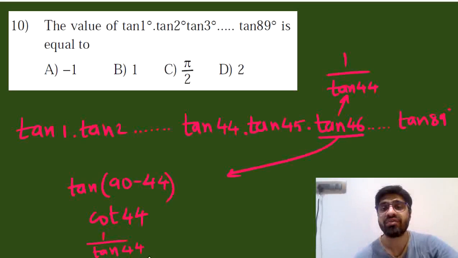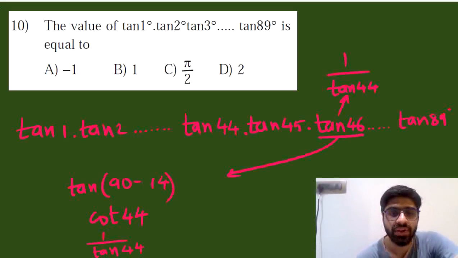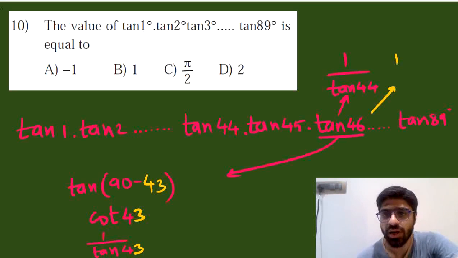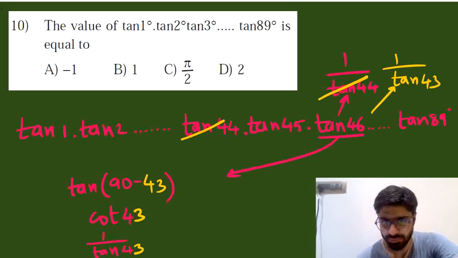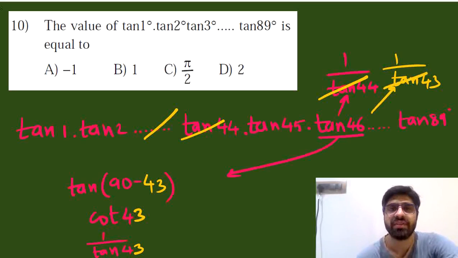In a similar way, if you think about tan 47, I can write 47 as 90 minus 43. That would be tan of 90 minus 43. So that would be cot 43. That is 1 upon tan 43. So the next term would become 1 upon tan 43. You need to understand that tan 44 cancels tan 44 here. Tan 43 gets cancelled by tan 47.